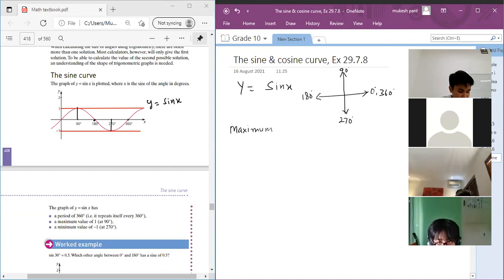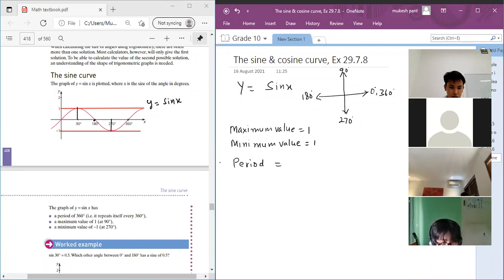is how much? How much is the maximum value? 1. Okay. Minimum value? -1. Yes. Minimum value is -1. Now, next is the period, which is very important. What is the period? Period means we look at the nature of the curve. Starting from the origin, the graph is increasing, going up. When it reaches 1, the maximum value, then it starts to decrease.